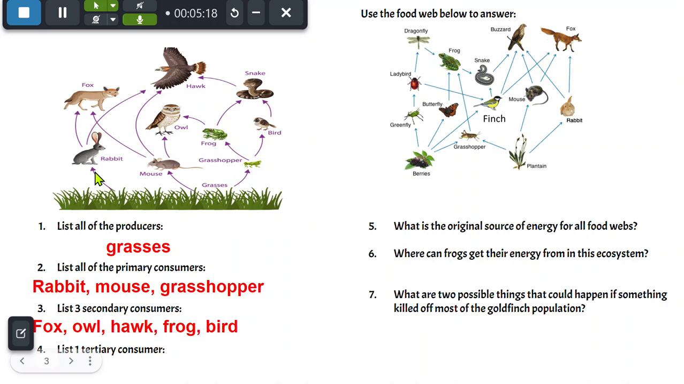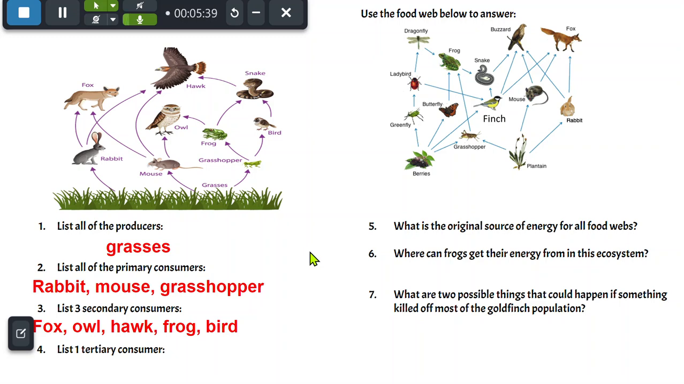Grasses. We go to rabbit and then fox. Fox is one. Rabbit and then hawk. So hawk is one. I went from grass to mouse, and then mouse to fox, mouse to hawk, mouse to owl. And grasses, I went to grasshopper. That's my primary consumer. Secondary consumer is frog or bird.